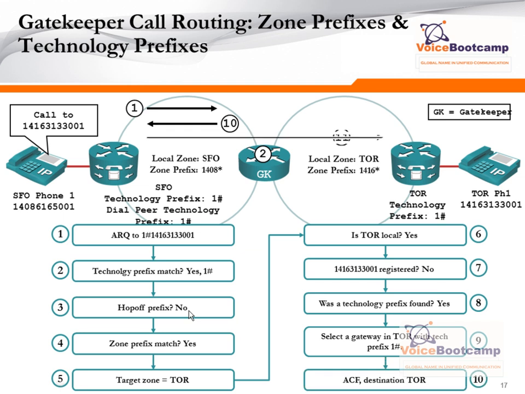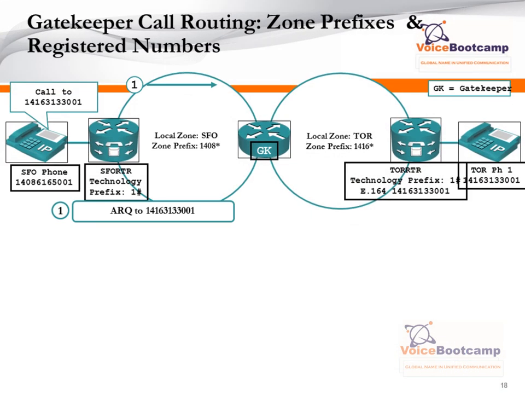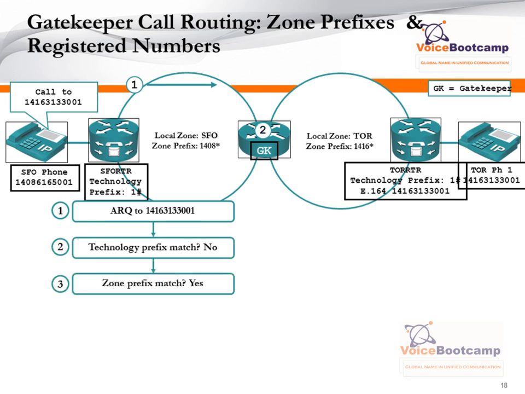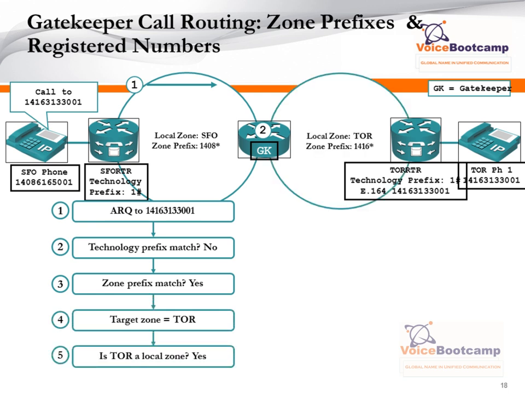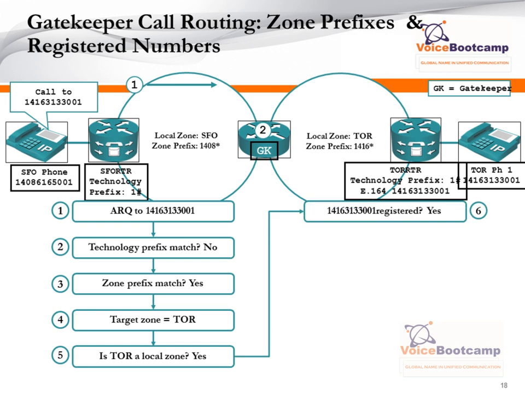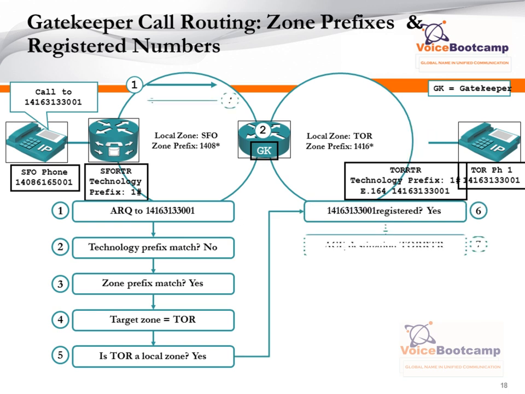The last call focuses on when the endpoint number is actually registered. In this case, the call came in with the number, the technology prefix was not included, a zone prefix match occurred, the target zone is Toronto, Toronto is the local zone, the number is registered, and the call goes through. So when the endpoint number is registered, the call process is much faster.